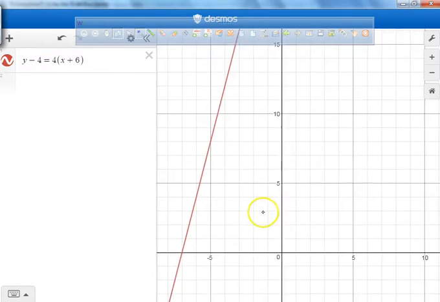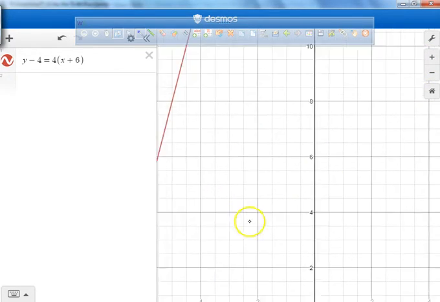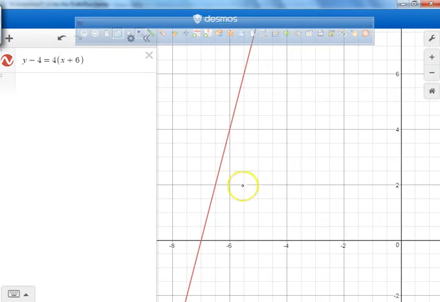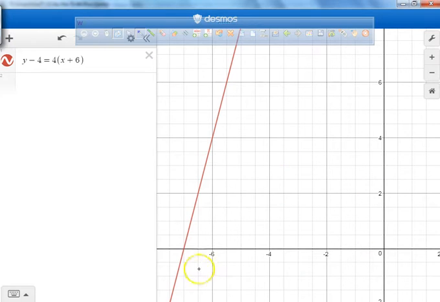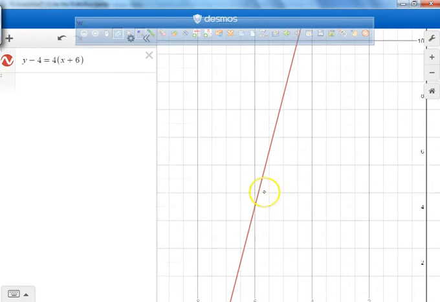Okay? I'm going to zoom in a little bit. So if you look right here, can you guys see that it goes through -6 and 4? That point right there. Okay? So what is this? And look, can you zoom in? Can you see the slope?